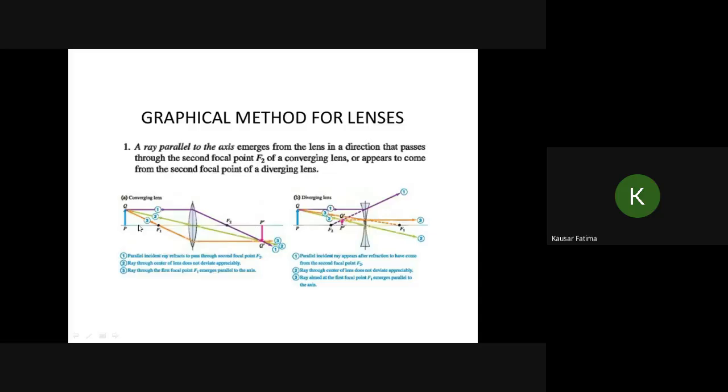And a similar diagram is drawn for the concave lens, and it is a bit different. Here we will study it in detail afterwards. First, let us see it again for the convex lens.